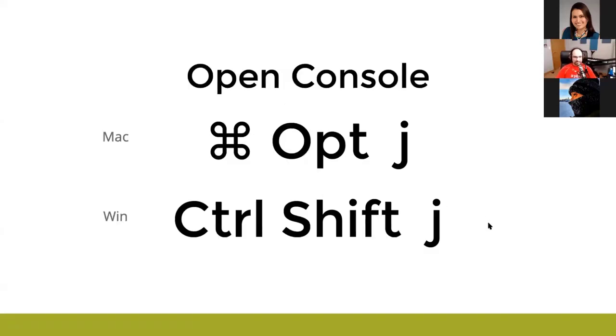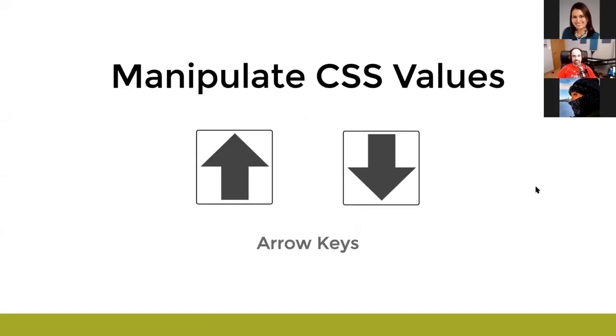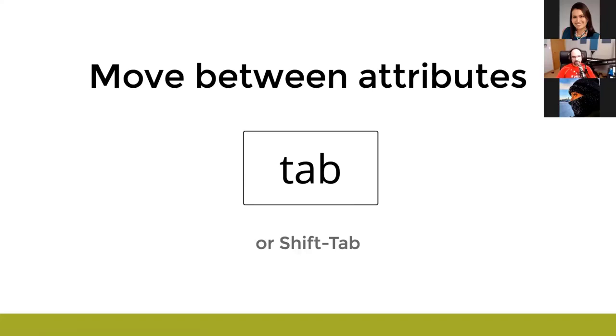There are also some shortcuts. If you want to go straight to the console, you can do Control-Shift-J, or Command-Option-J on the Mac. If you just want to open the DevTools, it doesn't matter what type, you can use I. So there are many ways to get to that. And then once you're there, you can manipulate a lot of CSS values. I'm going to show that in a second. You can also move between the attributes with the tab key, or Shift-Tab to move back.